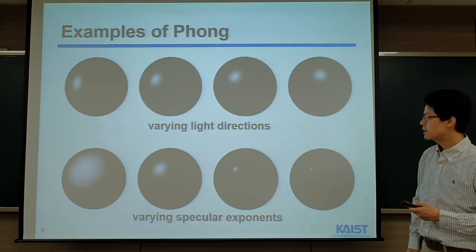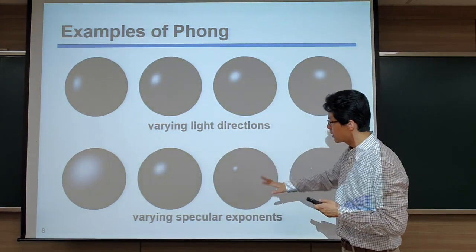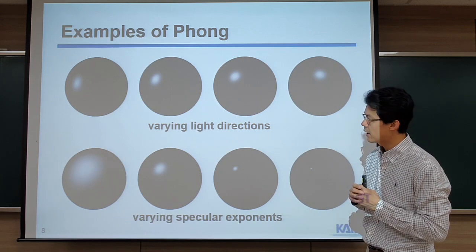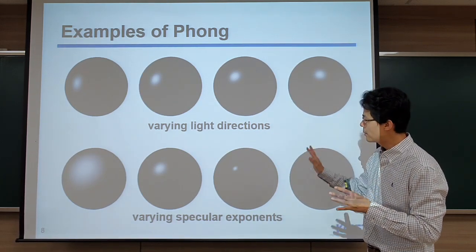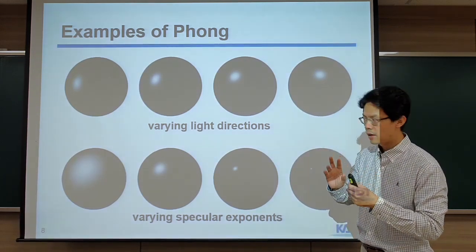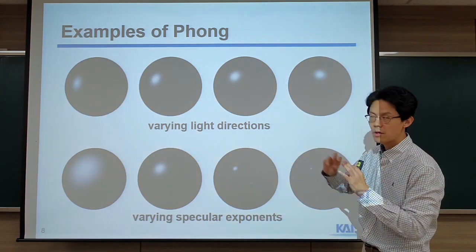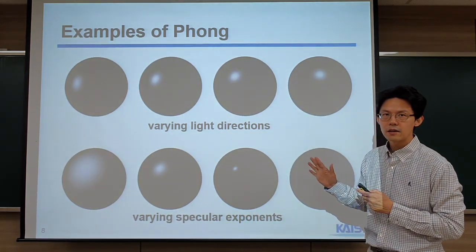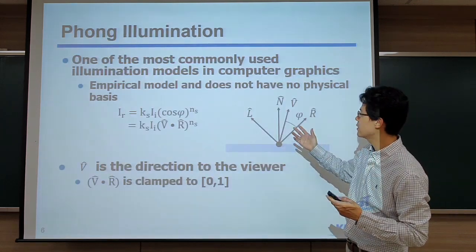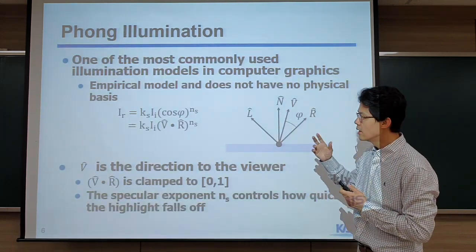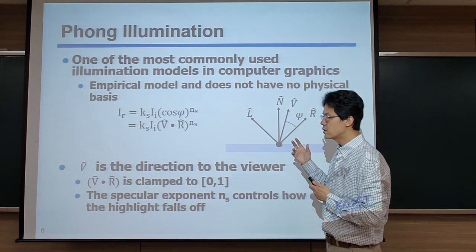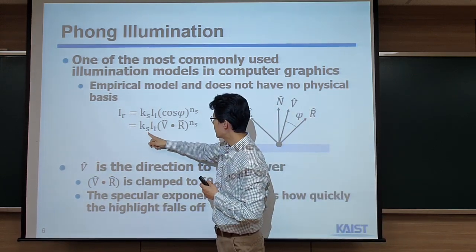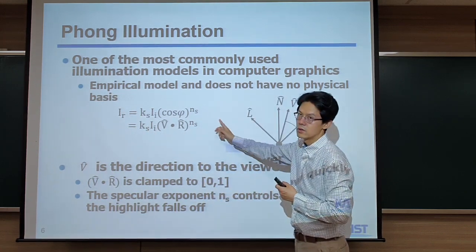So depending on this NS value, we change this highlight behavior. And based on this, we can support different types of materials. But again, this is not based on real physics. So depending on the material, we need to figure out what might be a reasonable value for this constant Ks, and also the NS value.